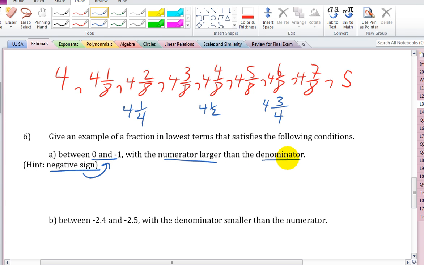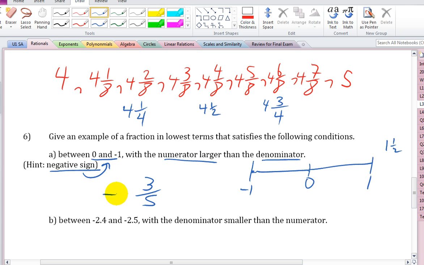So let's just give us a fraction. All fractions will be between 0 and 1. All of them. So if here's 0 and there's 1, all your fractions are going to be there unless they have a mixed number, right? Like 1.5. Otherwise, they're all here. In order to put them between 0 and -1, you have to have a negative sign.